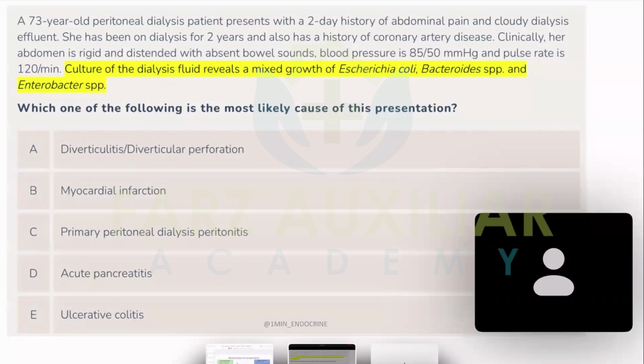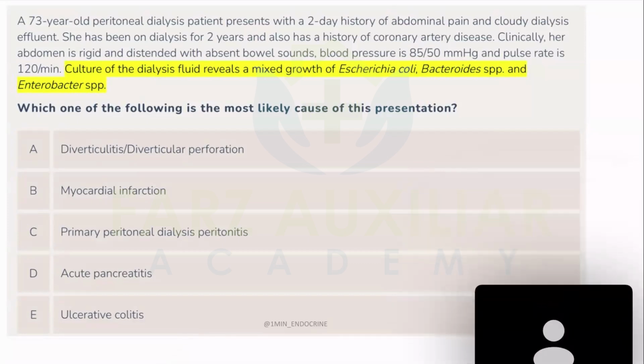So this is the most common complication of peritoneal dialysis. There is some gut injury, bowel injury, resulting in diverticular perforation or diverticulitis perforation. That is why there is a mixed growth of E. coli, Bacteroides, and Enterobacter. That is the clue why it is not primary peritoneal dialysis peritonitis. Are you clear why it is diverticular perforation or gut perforation and not a primary peritoneal peritonitis? That is the very reason why I included this question here.